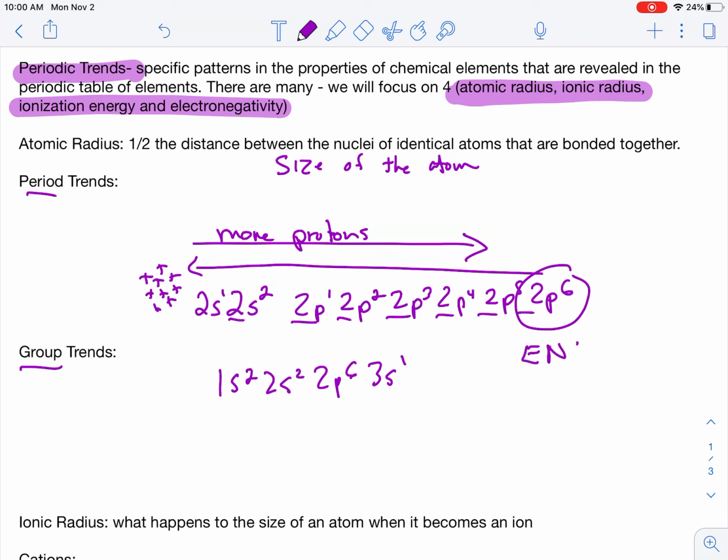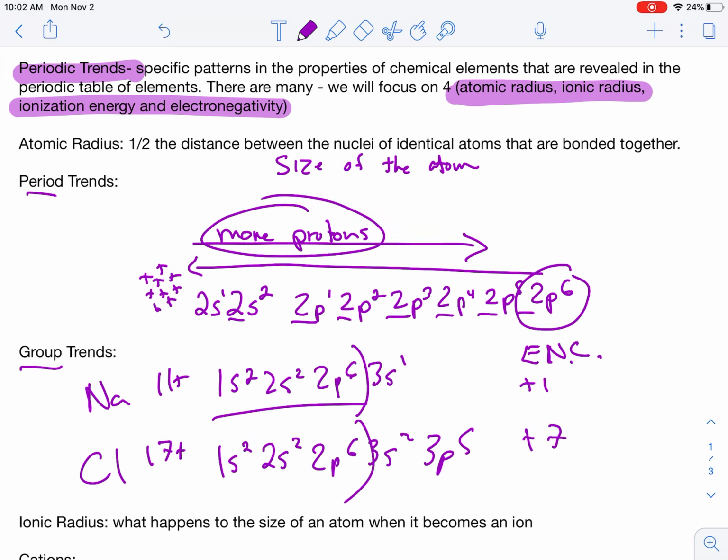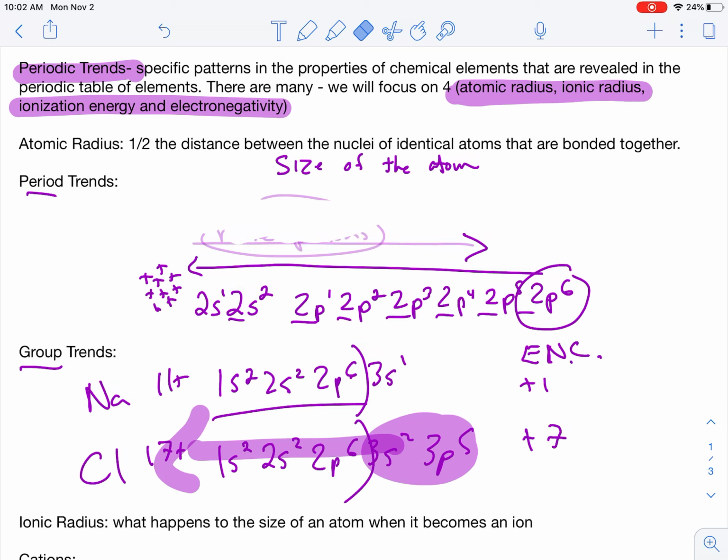Its ENC, as we know, should be +1. That's the difference between my inner shell electrons and my outer, and my number of protons. So I have 11, I have 10, +1. I compare that to chlorine. 1s2, 2s2, 2p6, 3s2, 3p5. Oh, now we get an ENC of +7. I have 17 protons, so more protons is true. And I have a greater effective nuclear charge. That greater effective nuclear charge is going to grab these outer shell electrons and pull them in closer to the nucleus. So what happens as you move from left to right on the periodic table? Well, the atoms get smaller.